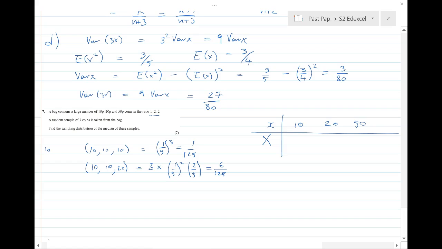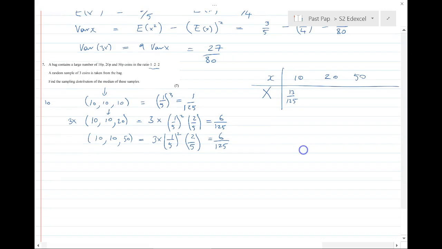Okay. Then we could also have, so we have 3 times those, we could also have 10, because if it's a median, remember the median's the middle one, we could also have 10, 10, and 50. Well, that's also going to have 3 times 1/5 squared, because we're going to have two 10s and 150. So that will also have a probability of 6 over 125. Okay, so adding all those together, we get 13 over 125.